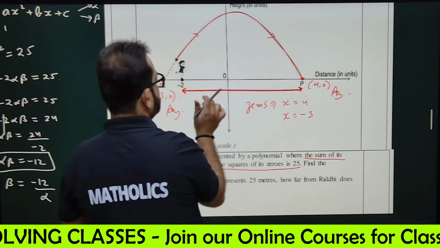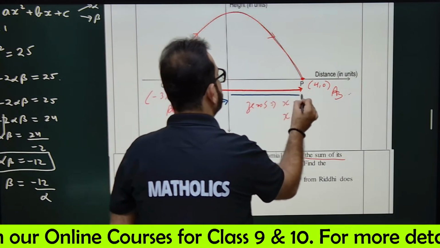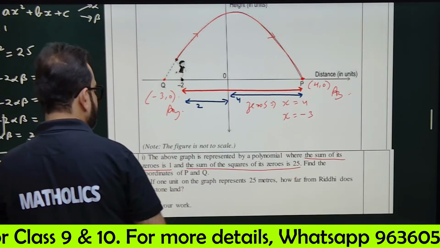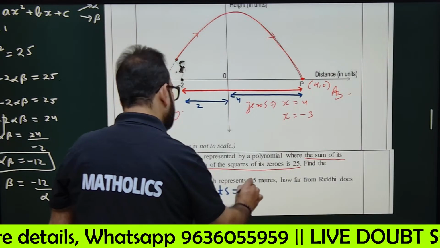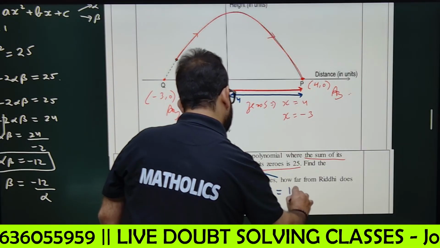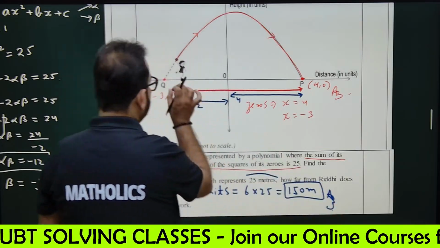This is the distance. So this is 2, right? 2 units. And this is 4 units. So total distance will be what? 6 units. Total distance will be 6 units. And 1 unit equals to what? 25 meters. So 6 into 25, that means 150 meters is the distance from Riddhi.